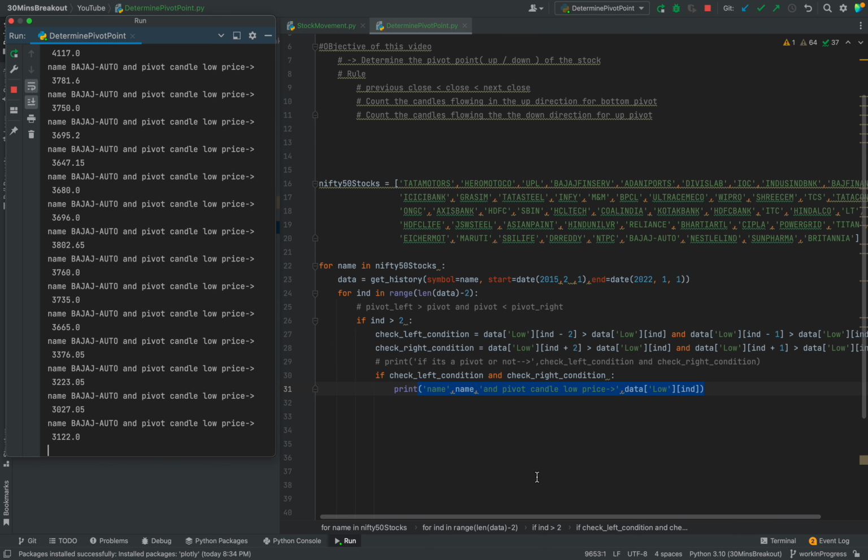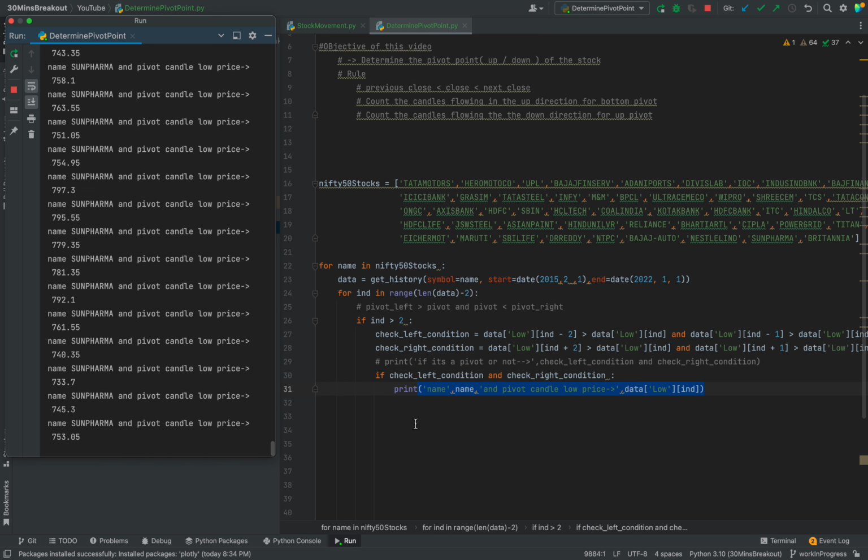In the next video, we will add some buy and sell conditions and check if it's working or not, if the system is going to provide a profitable result or not.